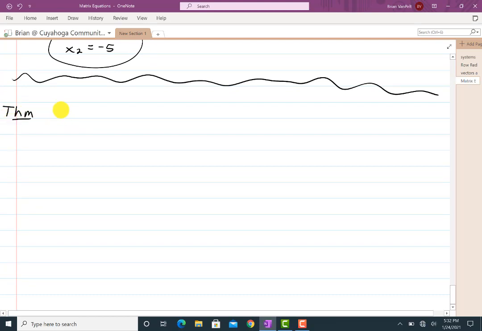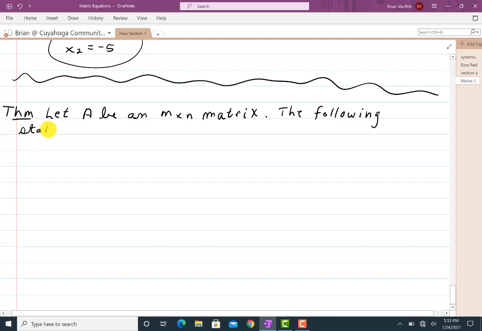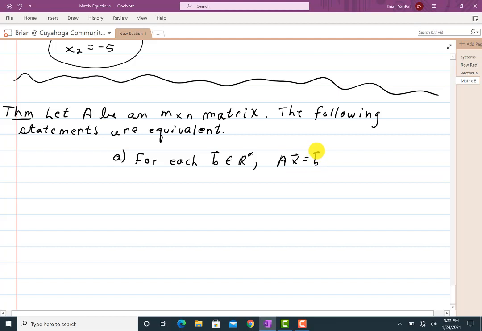That brings us to a theorem. Let A be an m by n matrix. The following statements are equivalent. I'll talk about this in a minute. A: For each vector b in Rm, Ax equals b has a solution.